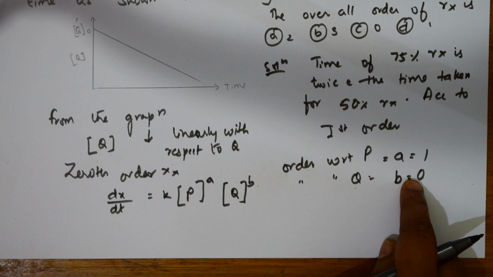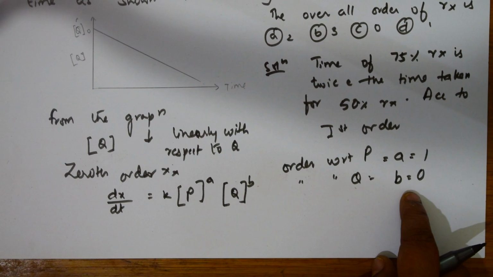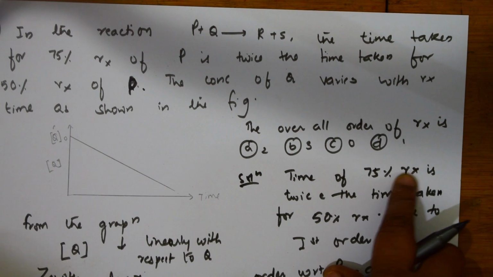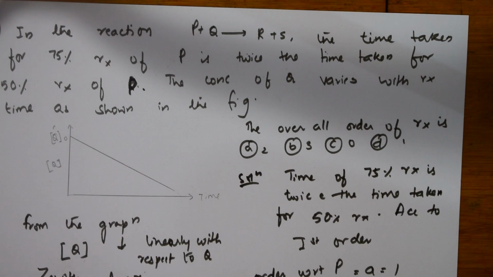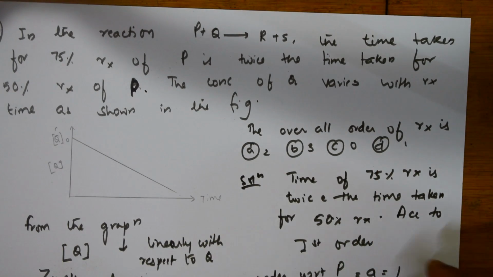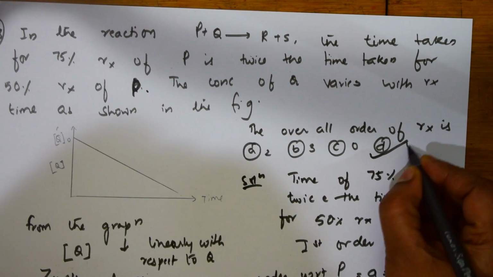So what is the overall order of the reaction? If I have to see the answer, the overall order of the reaction is 1, isn't it? Because for P we have taken 1 and for Q we have taken 0. So the correct answer is D, that is 1.